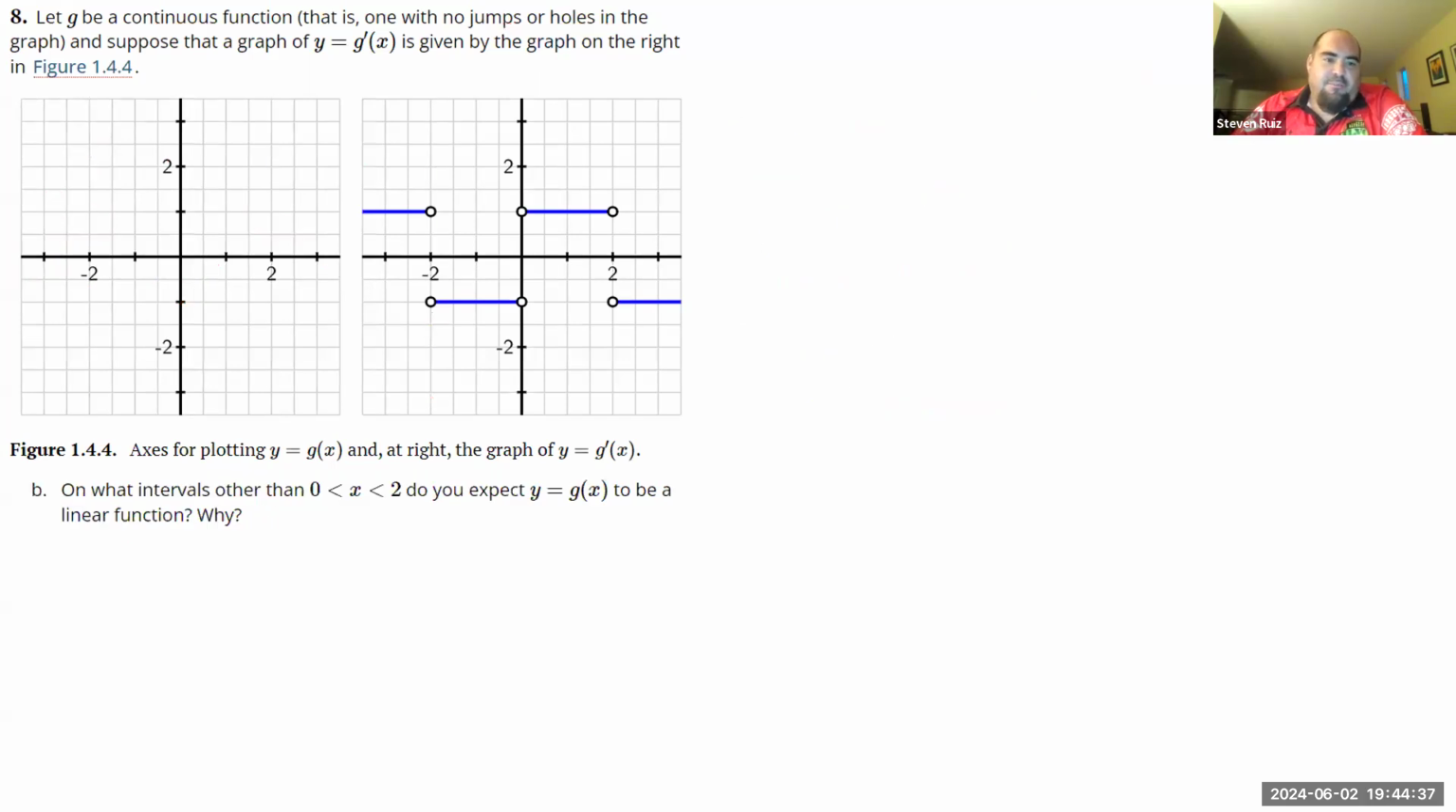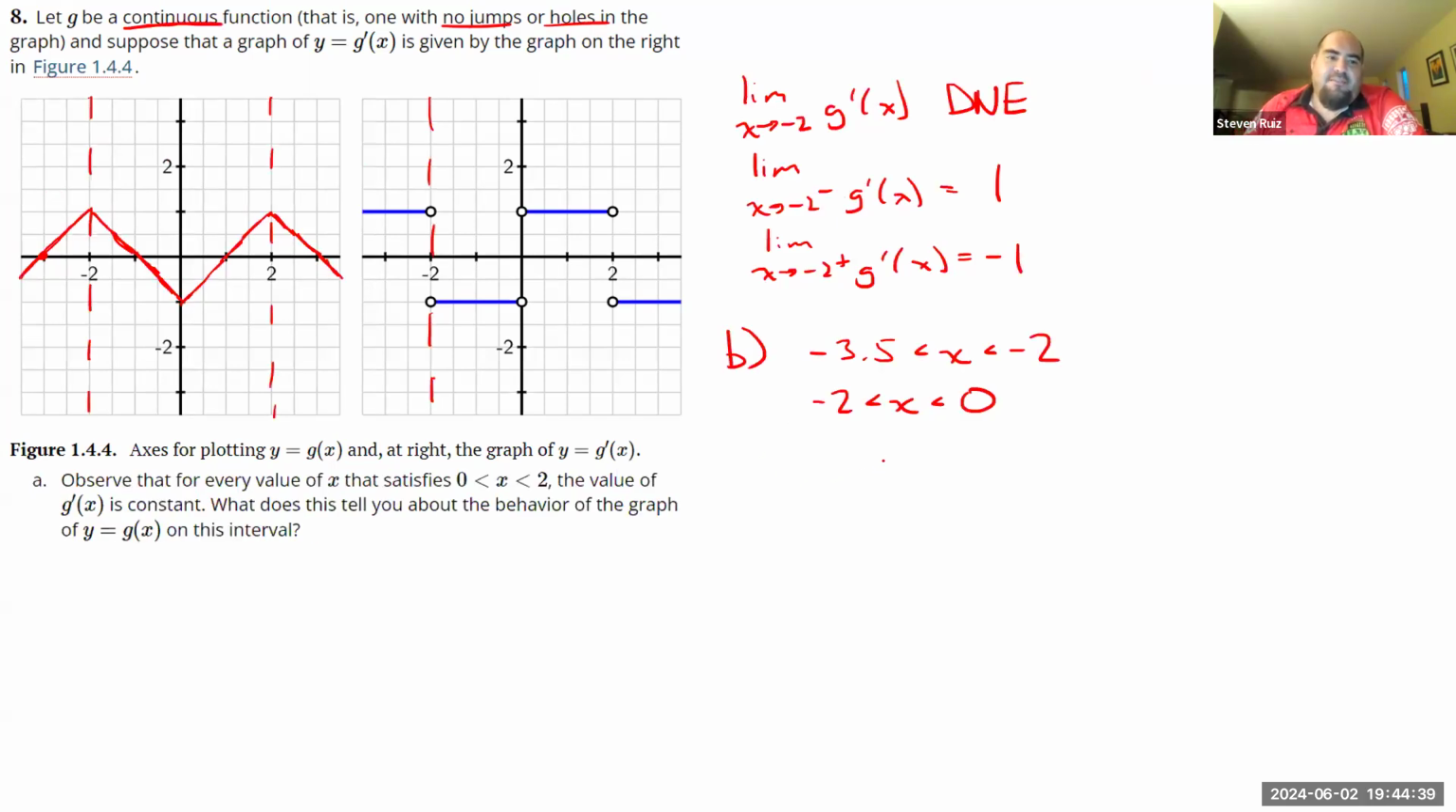But in terms of answering part B, all 4 of these little subintervals are going to be linear. But we can't really extend that linearity to those corners, because the derivative can't be defined there. We can't really talk about the behavior at those endpoints. So 0 to 2, and also from 2 to 3.5.